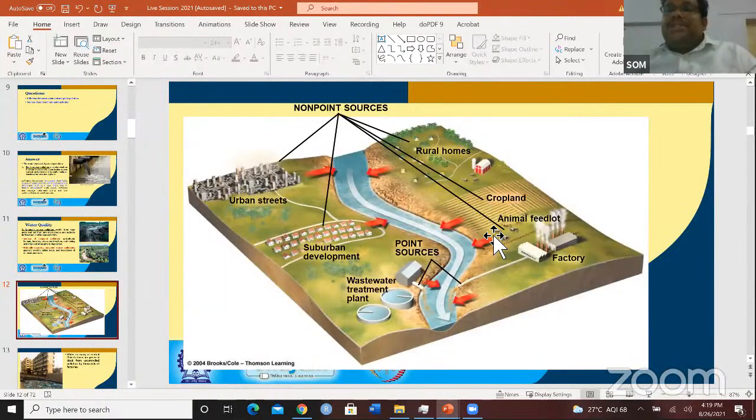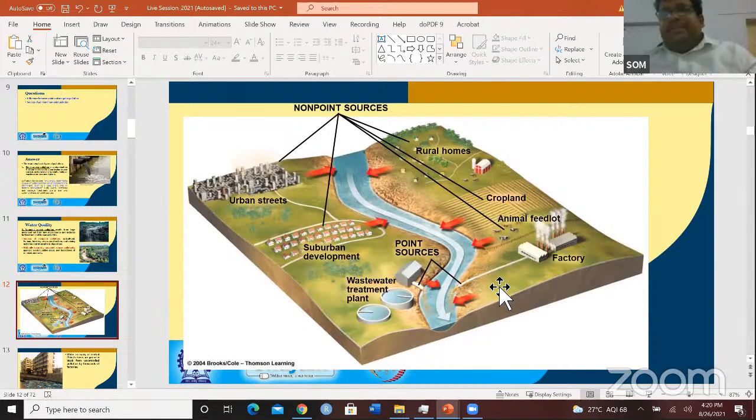However, what are the non-point sources? Suppose there is rainfall, and this rainfall is washing away the animal feedlots, and also the croplands and the rural households, and also the suburban areas, and also urban streets. All these pollutants mix with the stormwater or rainwater, go as runoff and mix with the water body, and this creates the non-point sources. So you can see a clear distinction between point source and non-point source pollution.